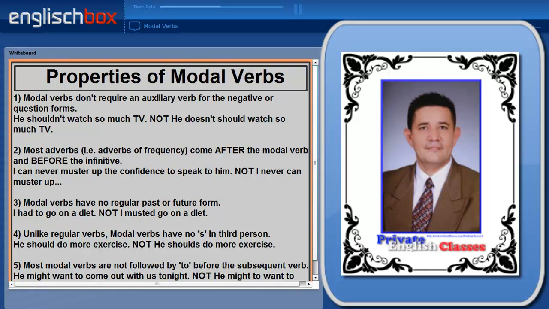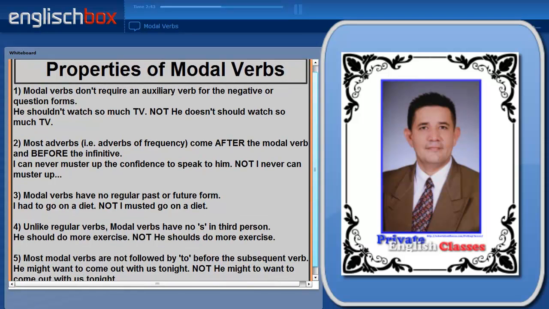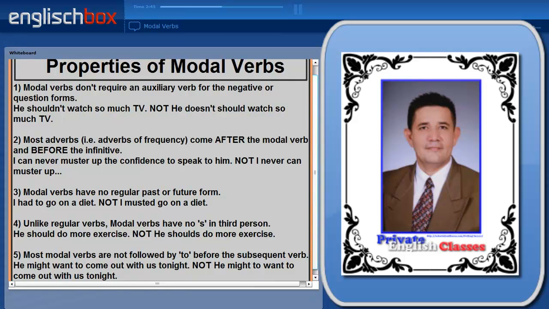Now modal verbs have certain properties which make them modal verbs, which make them special. The first property is that they do not require an auxiliary verb in the negative or question form. So you say, he shouldn't watch so much TV, and not, he doesn't should watch so much TV.